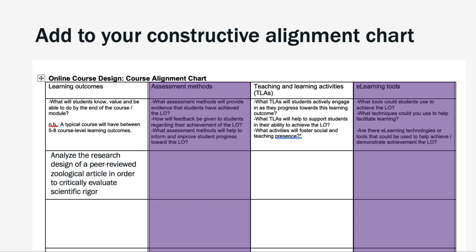So the example provided is that we have a learning outcome about analyzing the research design of a peer-reviewed paper. The assessment methods that might help students demonstrate that could be an initial quiz that helps them work through the notions of what scientific rigor entails, possibly an annotated bibliography to find a peer-reviewed zoological article worth analyzing, and then finally maybe a final essay where that analysis, and everything they've learned about not only the analysis but the scientific rigor, can be demonstrated. The e-learning tools that might be used to support this could be the Tests and Quizzes tool in OWL and the Assignments tool in OWL. So documenting those.